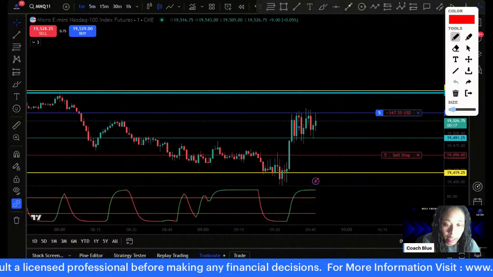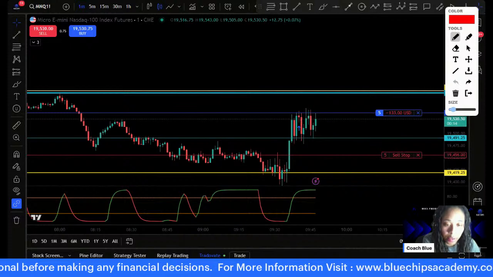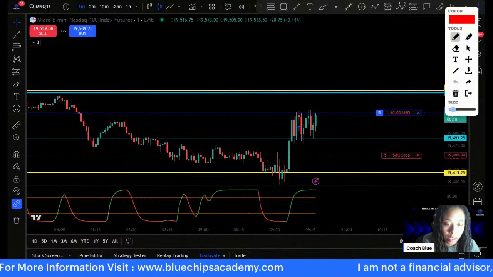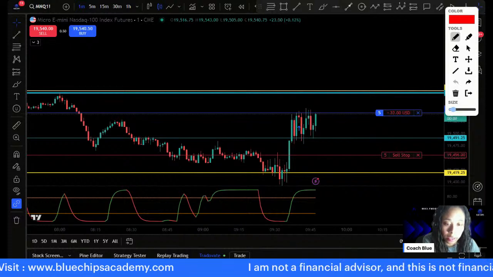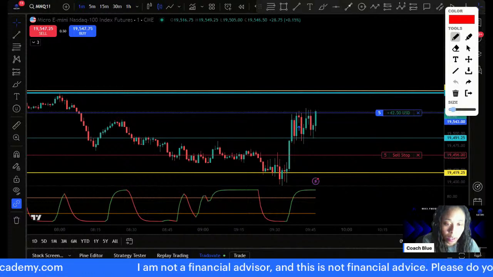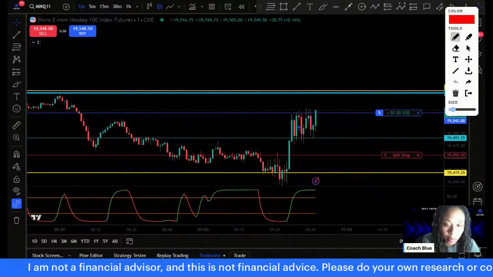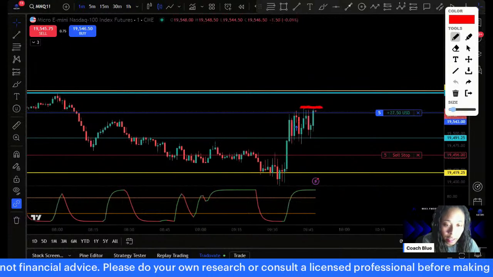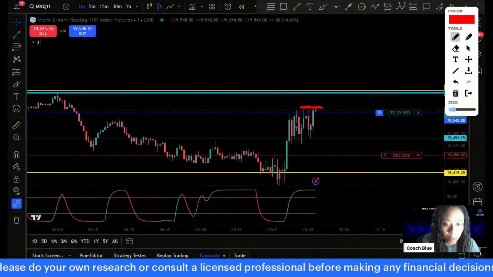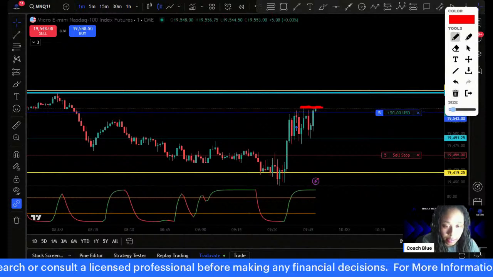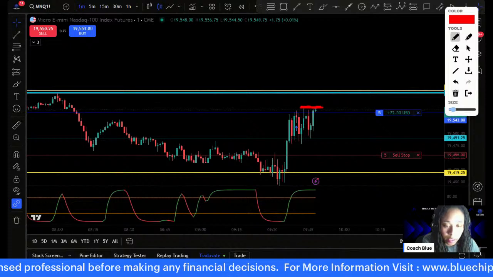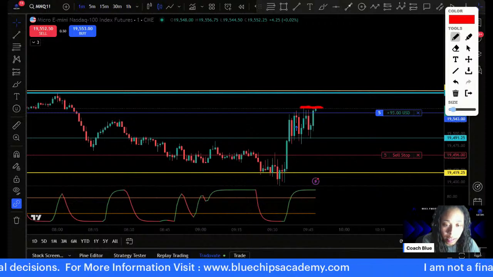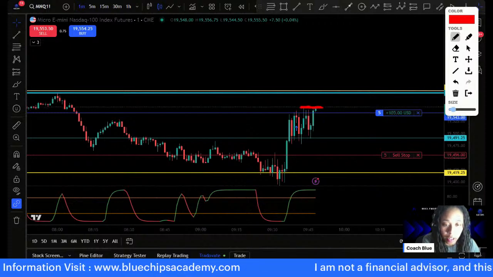Still getting some pushback here at this little level right here. Let's see what happens. Okay, we could have some consolidation too because people are probably trying to wait to see what the news does. Let's see if we can break past this little level right here. This is the challenge right here. Can we break through that? If we break through that, that's a good sign. Okay. If we don't, then that just shows us that the buyers have got to have more strength to push through that in order for us to potentially win this trade.